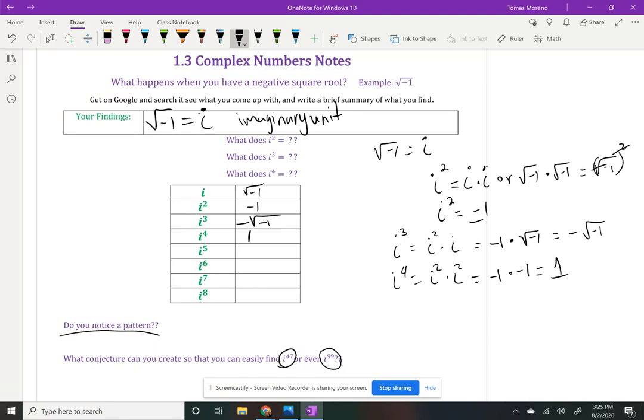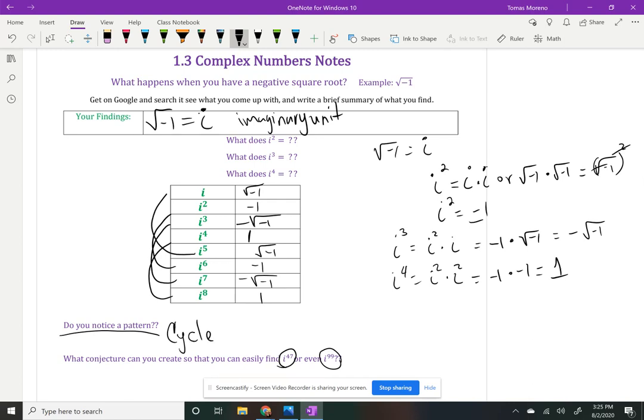Okay, so we're coming back. So i to the 5th, 6th, 7th, and 8th should be what? i to the 5th should be i. i to the 6th, i squared. i to the 7th, i to the 3rd. And then i to the 8th is i to the 4th. So they kind of just repeat. It becomes like a little cycle.